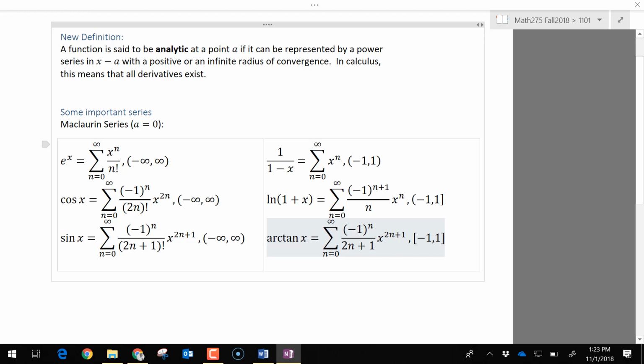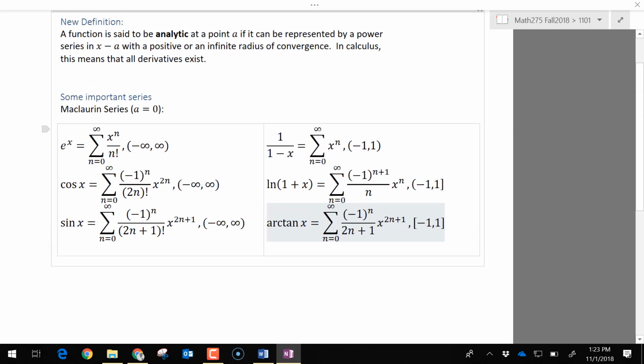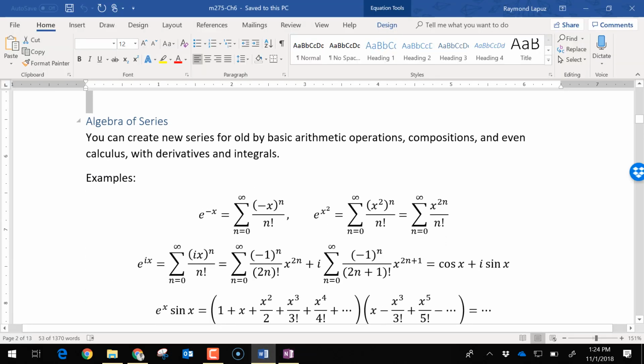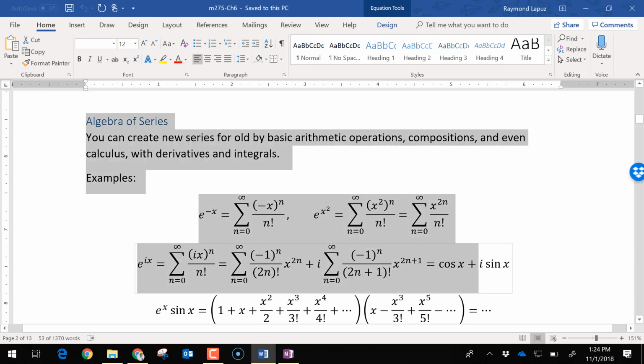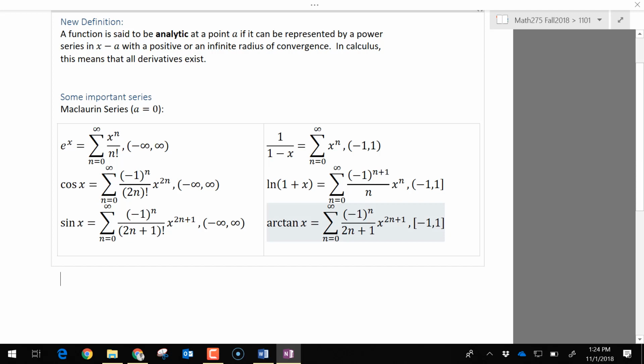So here are some important series. There's some algebra of series that we should know. We should be able to add, subtract, multiply, and probably not divide. And compositions of series are also important things to be able to do. In my notes, I have a handful of examples. And I even threw in the example with Euler's formula.